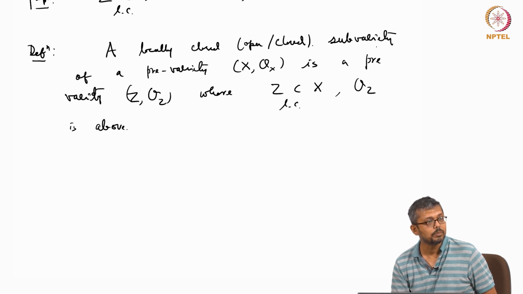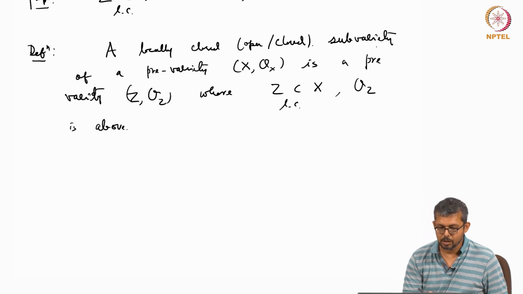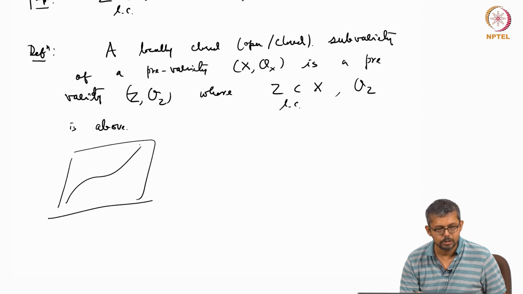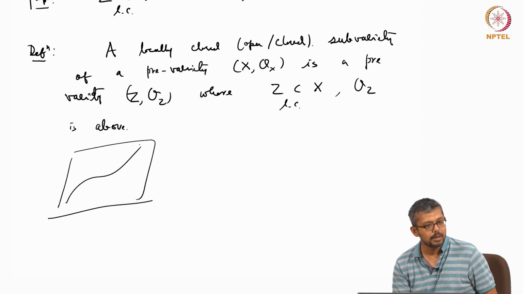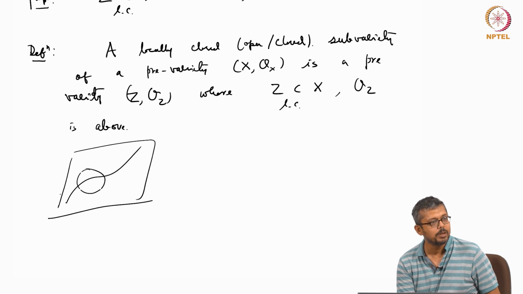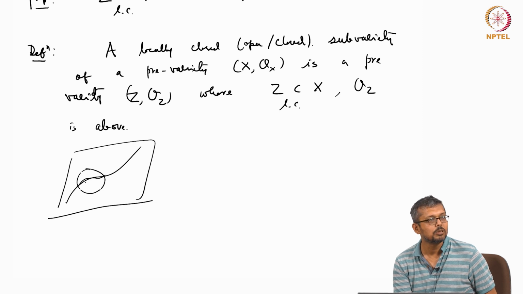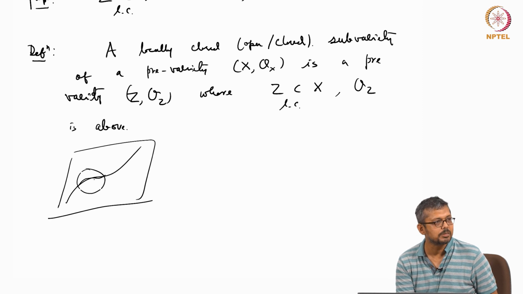No, it is not. For example, you take some surface and a curve which is one dimensional, and now you intersect with some open subset. So now this portion is a locally closed subset, but this is not a closed subset.